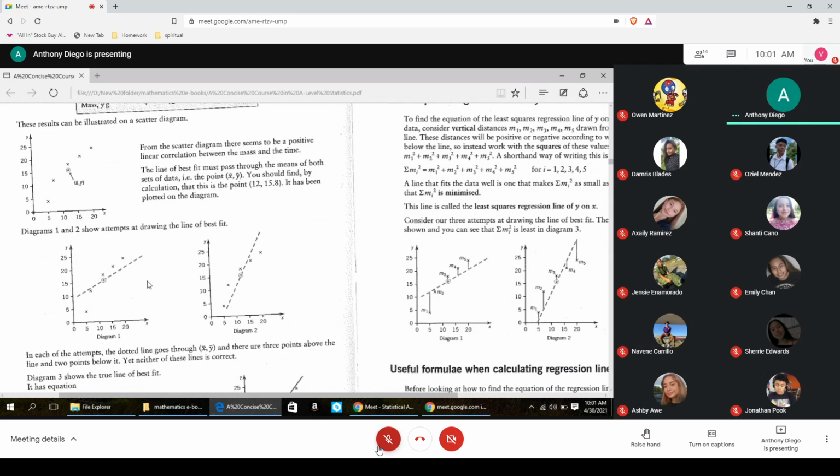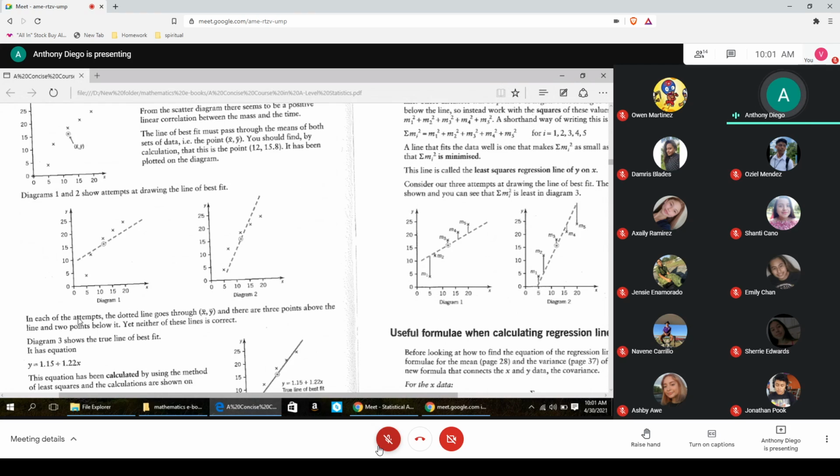Now, it said there below that in each of the attempts, the dotted line goes through x bar, y bar, and there are 3 points above the line and 2 points below it. Yet neither of these lines is correct. You see what it's telling you? Yet neither of these lines is correct.